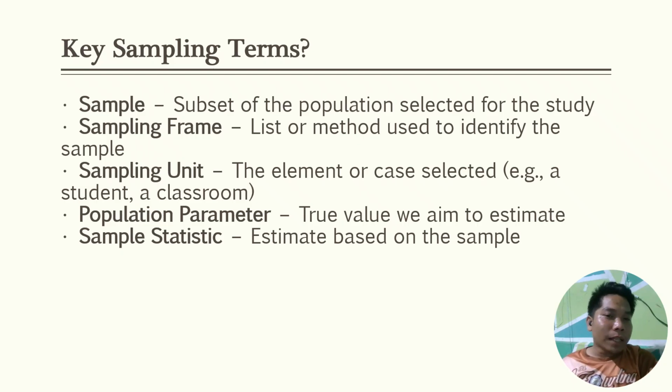We use sampling statistics to estimate the population parameter. So when defining your population parameter, you need to know the sampling statistics, as it estimates your population based on the sample. You need to actually know the population first, then you need to have a sample in order for you to estimate the participants of your study. So that is called sampling statistics.